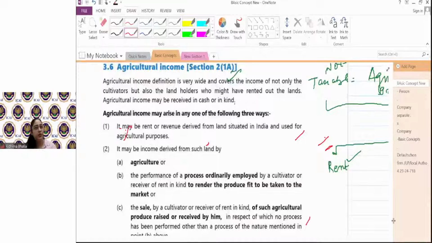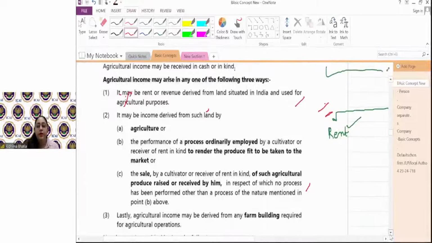Second, the income should be derived from such land by either agriculture activities or by doing minimum activities which will make that particular crop or grain which has come out fit for market. And by selling whatever is grown into the market, either by the cultivator himself or by the person who has received rent in kind. Now, the third part of this definition is income from farm building.